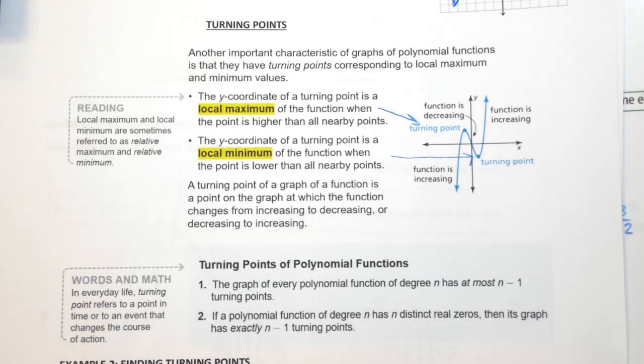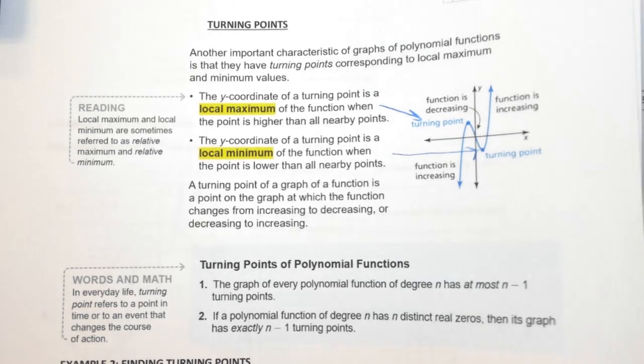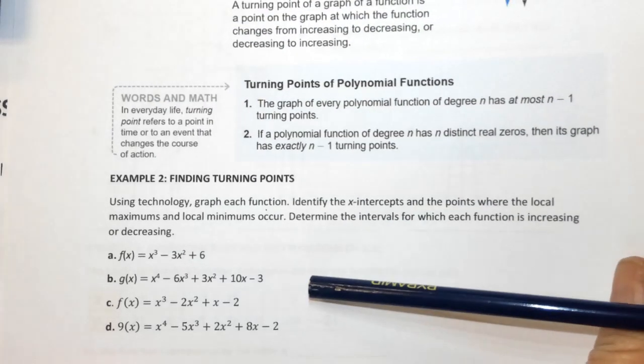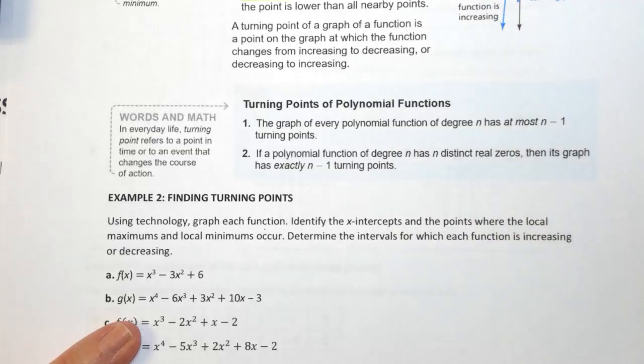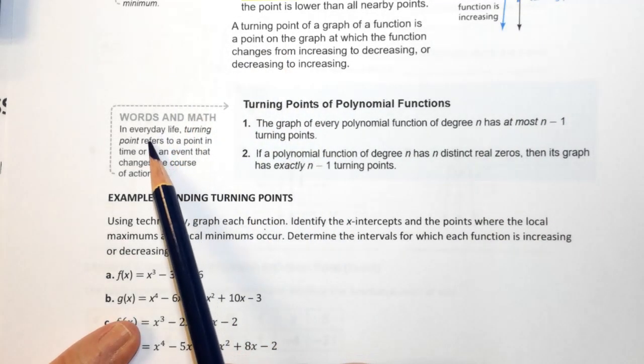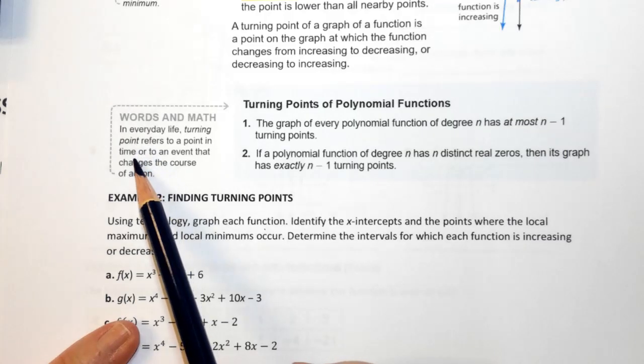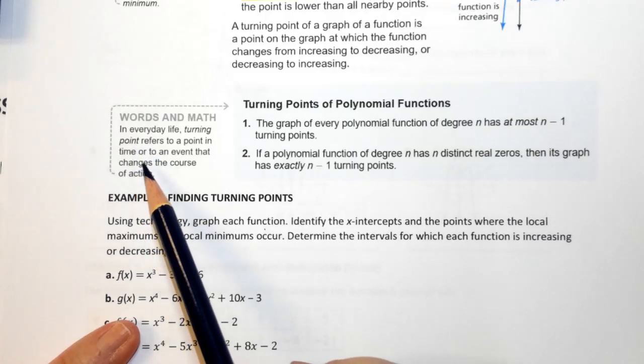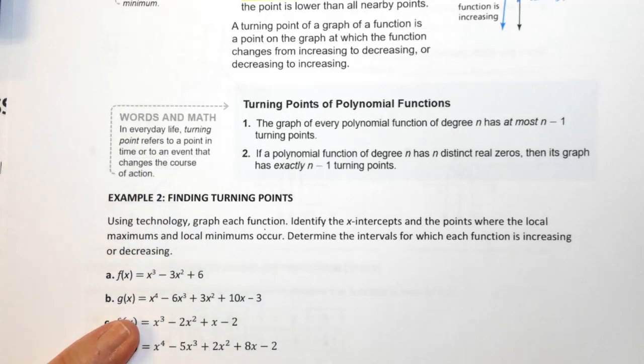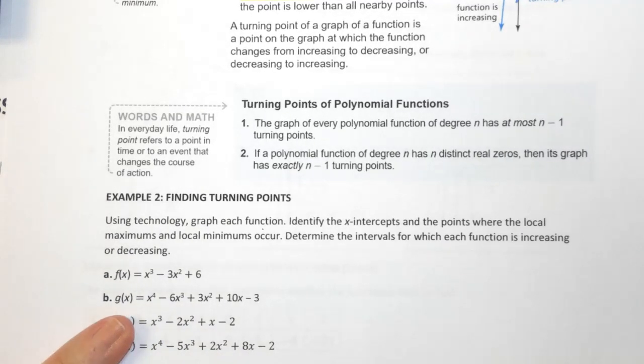A turning point of a graph of a function is a point on which the graph changes from increasing to decreasing or decreasing to increasing. So just like I said, here is some more information that I thought would maybe be helpful that they gave you. In everyday life, turning point refers to a point in time or an event that changes the course of an action. So you could relate that idea to this.